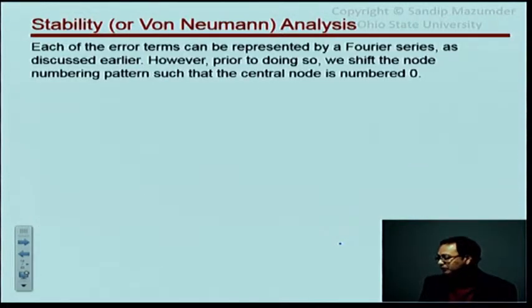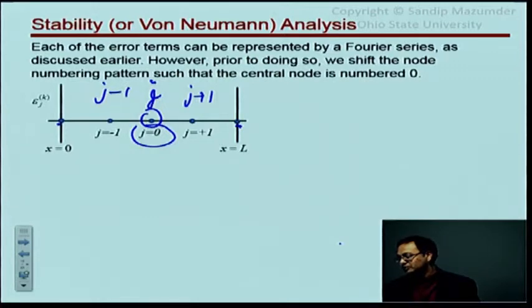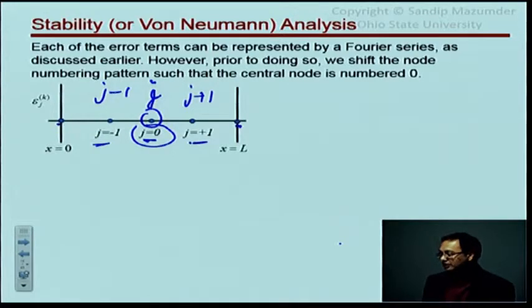Now each of the error terms can be represented as a Fourier series, and that's what we are going to do now. What I have done here is not a necessity, it is again to simplify the math. Instead of starting with j equal to 0 and going up to M minus 1, I've started with j equal to 0 right here for the central node j. Then this is j plus 1 and this is j minus 1. This is not a necessity, you can do the derivation without doing that. Some extra terms just show up which cancel out.